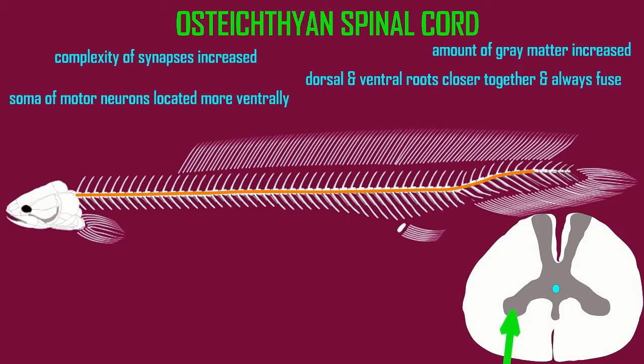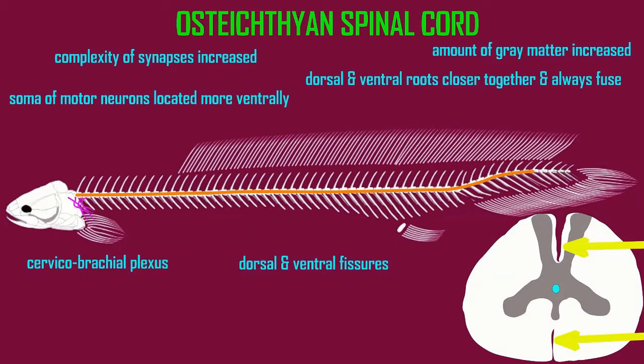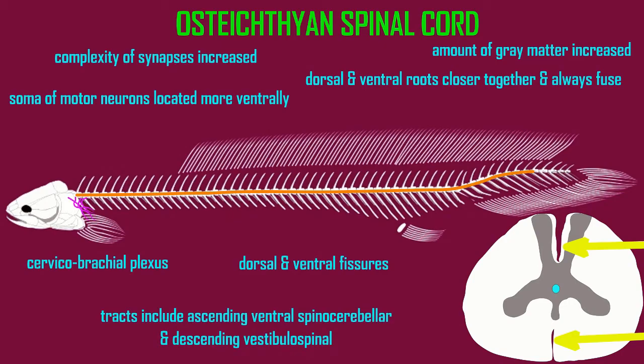The soma of motor neurons are located more ventrally. Dorsal and ventral fissures exist in the spinal cord. A definite cervicobrachial plexus exists, and the tracts which are shared among osteichthyans include a new ventral spinocerebellar tract and the descending vestibulospinal tract.